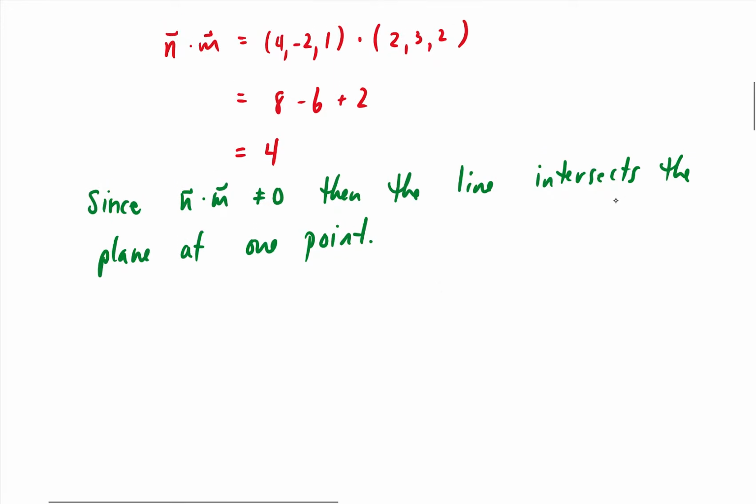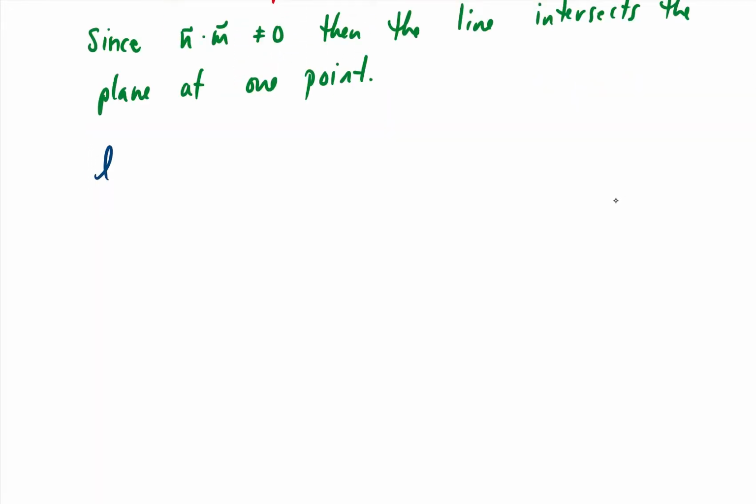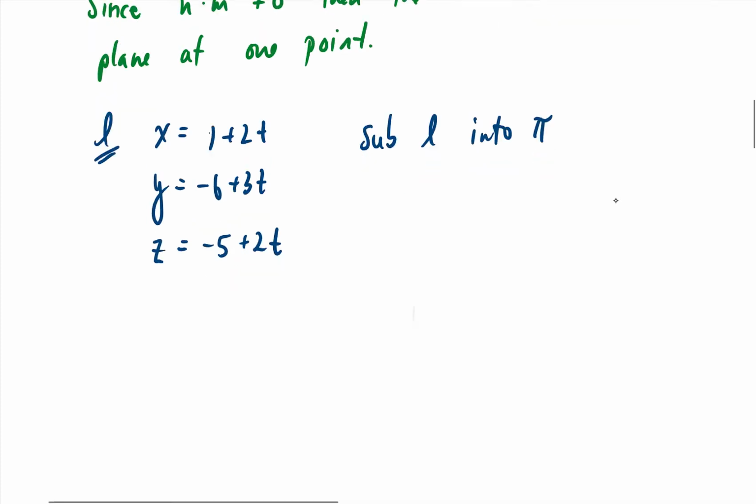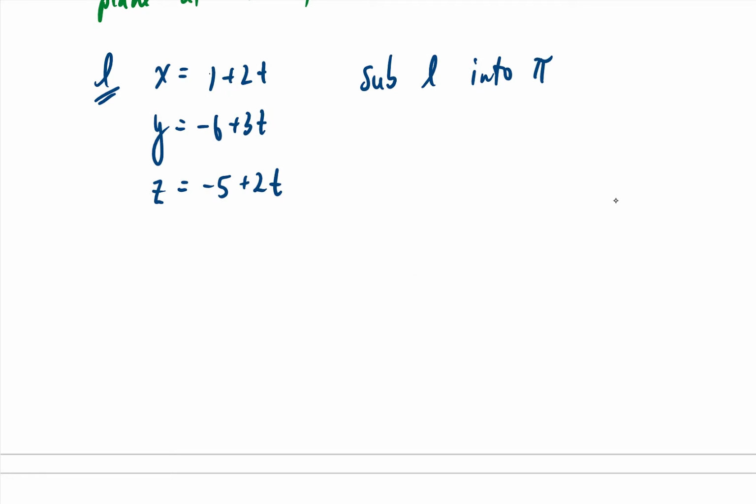So let's find this point of intersection. Let's first write our line in parametric form. So we have x is equal to 1 plus 2t, y is equal to -6 plus 3t, and z is equal to -5 plus 2t. And then all we're going to do is sub the line into this plane. And since our plane is in Cartesian form, this makes it a lot easier to determine the parameter t to help us find the point of intersection.